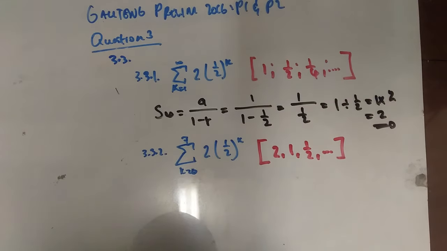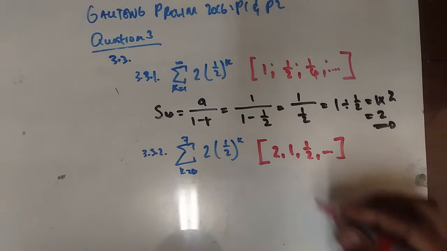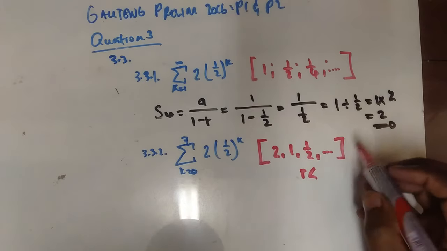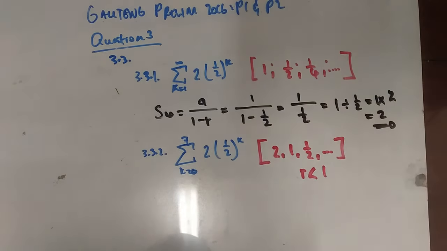Okay, the first term is the only thing that changes. And mind you, I want you to look at something. Your value of r is less than 1. So since your value of r is less than 1, I'm going to use this equation.